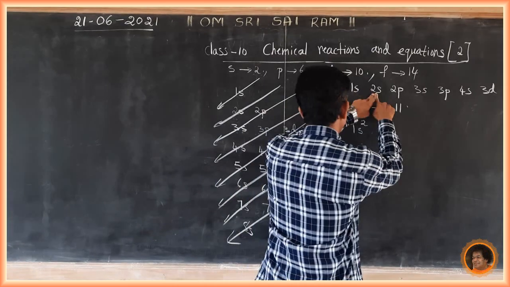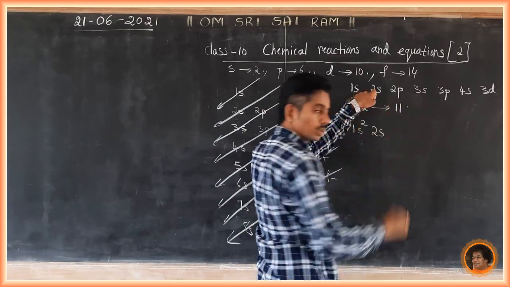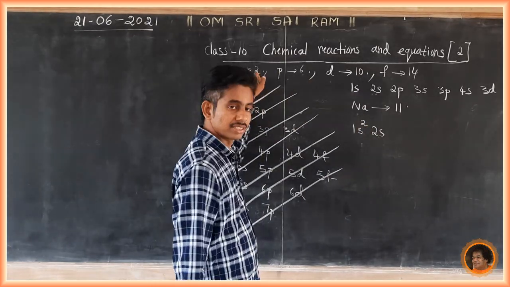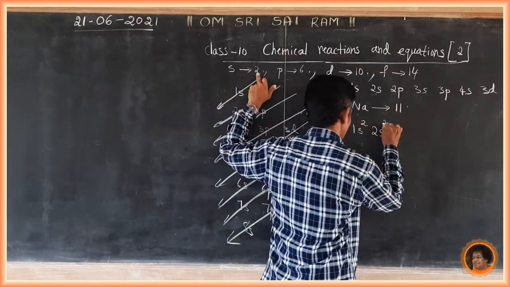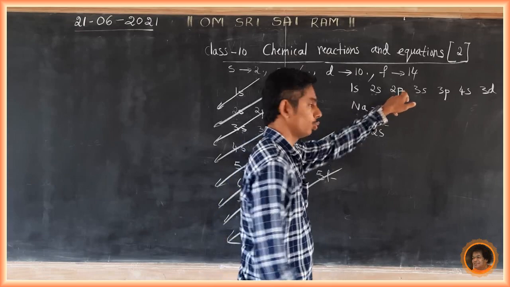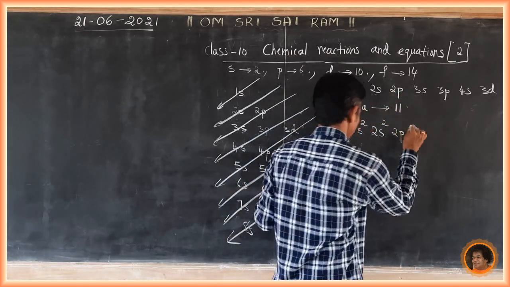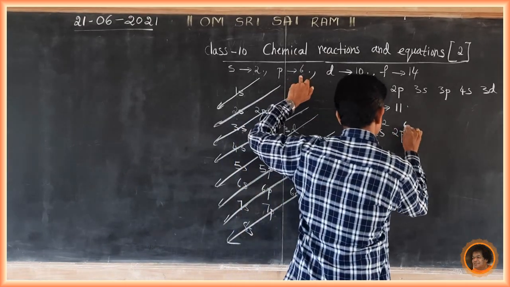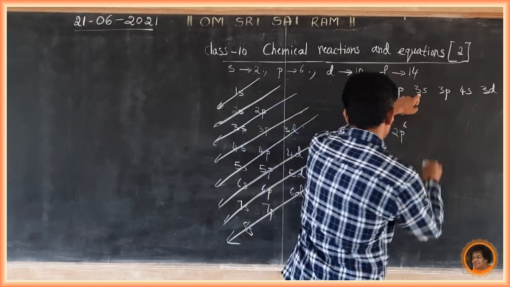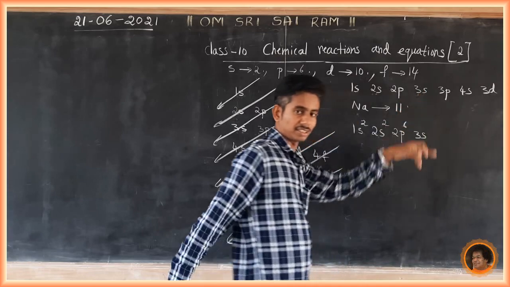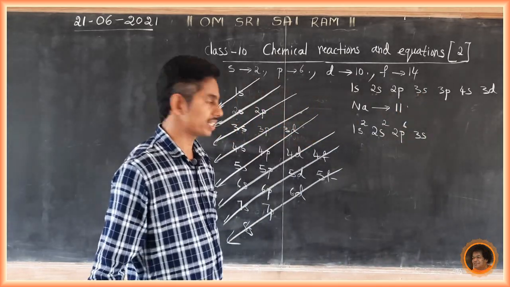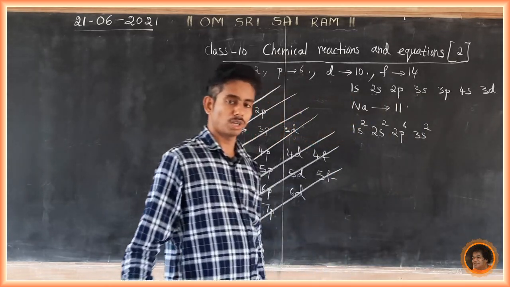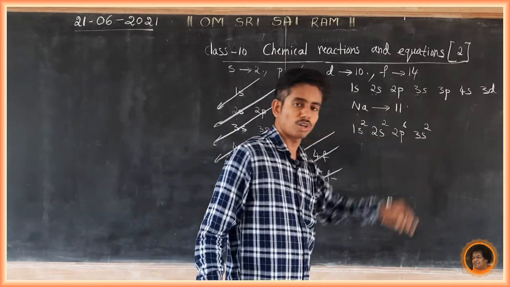After 1s comes 2s. The maximum number of electrons in S is also 2, so write 2. Then 2p. For P the maximum is 6, so write 6. After 2p comes 3s. The maximum number of electrons in the S subshell is 2. Now calculate the total number of electrons in this electronic configuration.